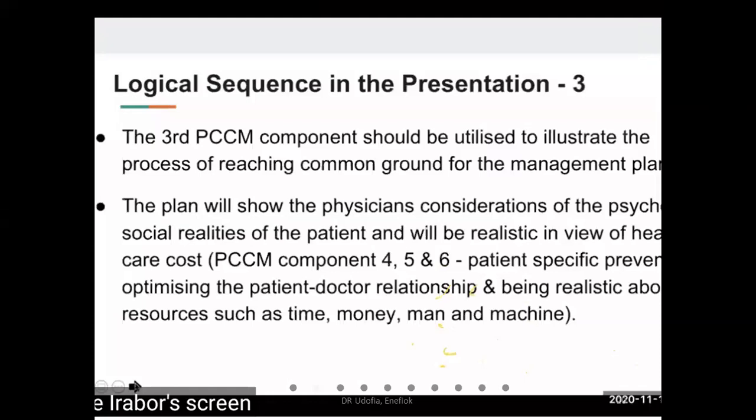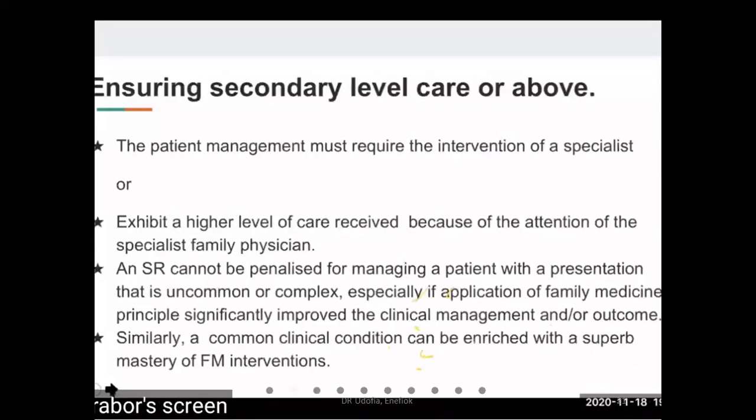So these are very, very important that you should be able to showcase this PCCM and biopsychosocial aspect of their management. And once these are not shown, you can be sure that when you look at the tools, you lose so much marks. Another aspect that I want to stress is that, yes, we are family physicians, but whatever management you are taking, it should be at the secondary level intervention. When I say secondary level, you understand secondary level of care. There's primary care, secondary, and tertiary. At least showing some that is an intervention by a specialist.